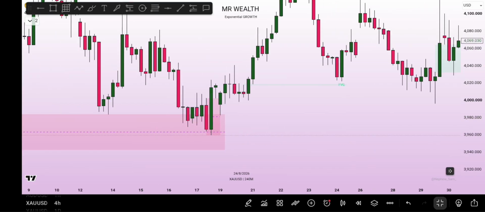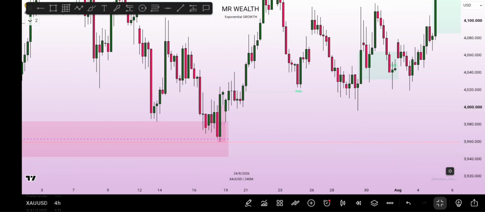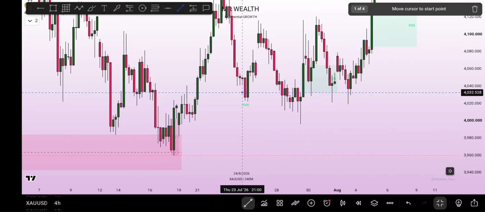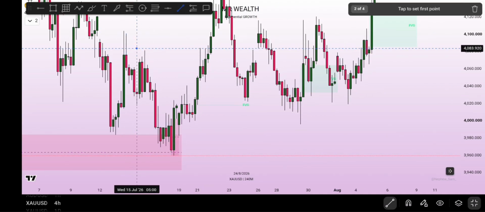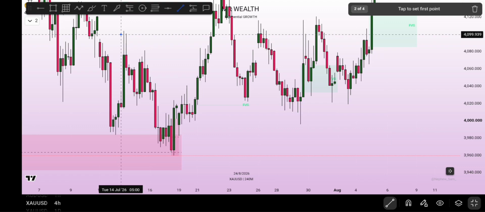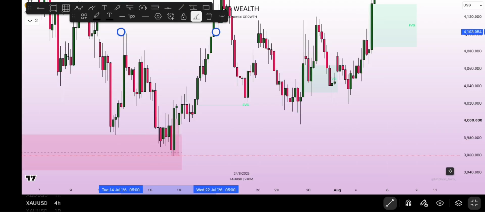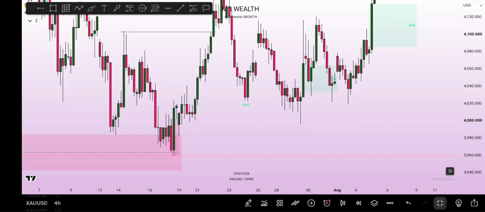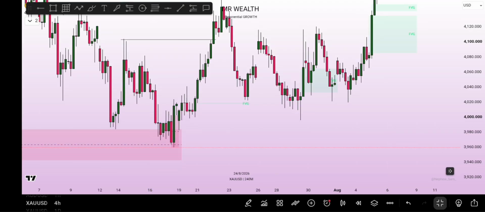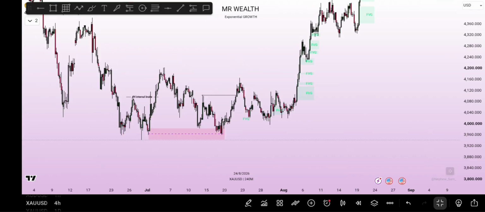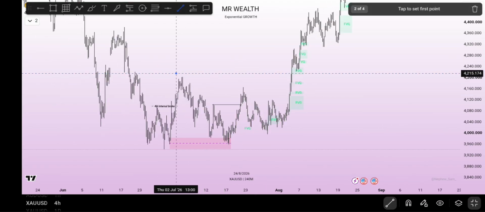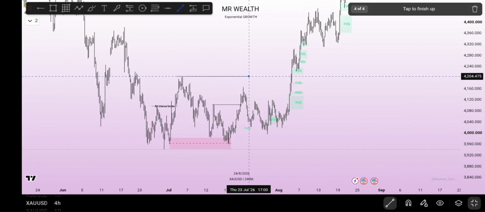So we target the nearest liquidity that we're going to clear. That one over there. You don't need to target too far. For the type 2 trade, you can target the next swing here.